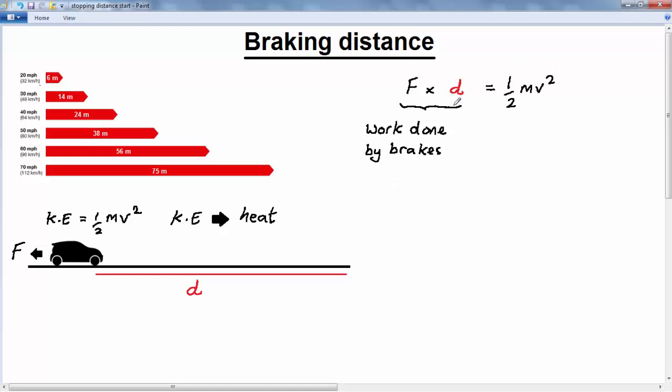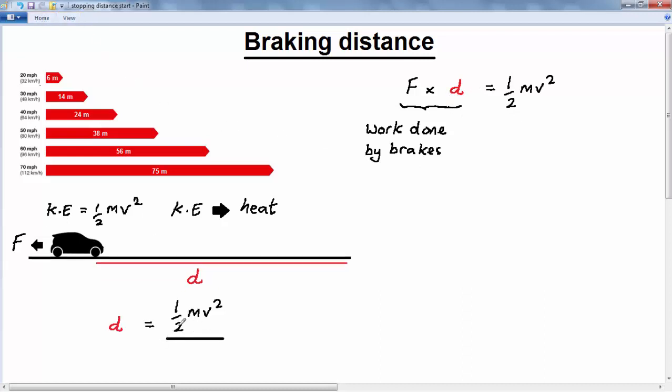So we can just rearrange this equation a little bit, and we can write d as the kinetic energy of the car divided by the force applied by the brakes. And so just by inspecting this equation we can understand what affects this braking distance. So the first important factor is the speed of the car, or the velocity of the car, but the dependency is on v squared, not on v. So your speed is very important when calculating the braking distance.